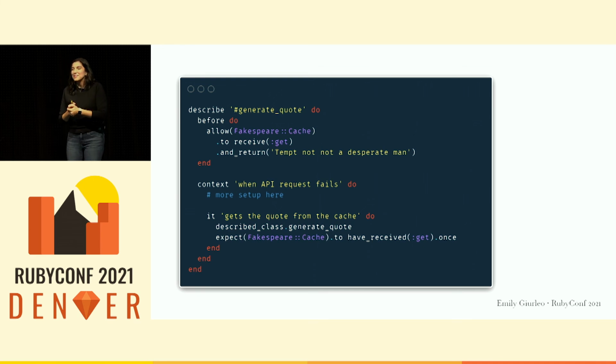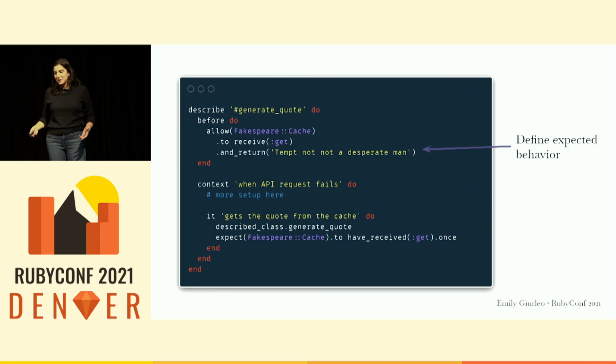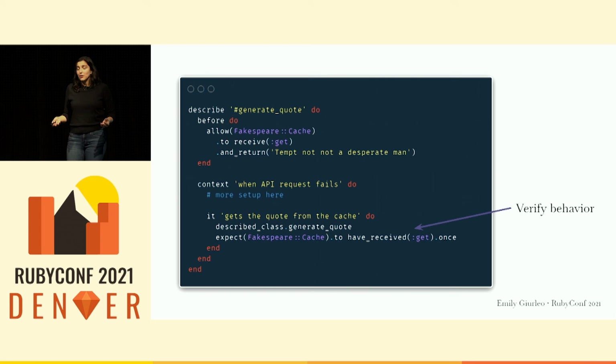So what we can do here is use a mock to help us verify the behavior of the gem to make sure it's properly using the cache when we expect it to. So in the case where the Shakespeare API fails, we can define the expected behavior of the cache. We expect it to have the get method called on it. Then, in our test, we can make sure that that method actually got called.